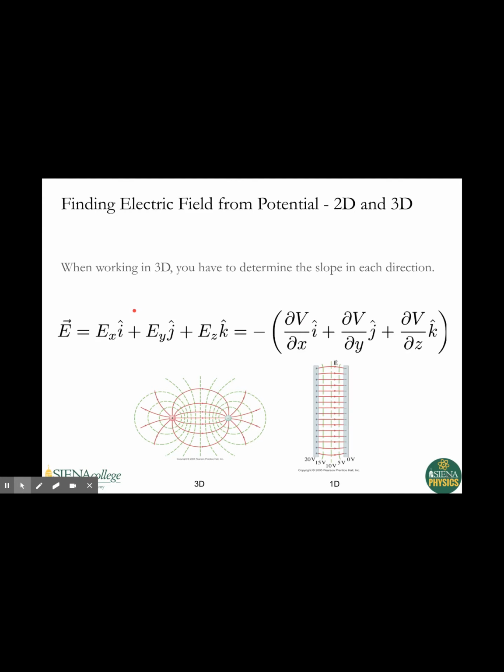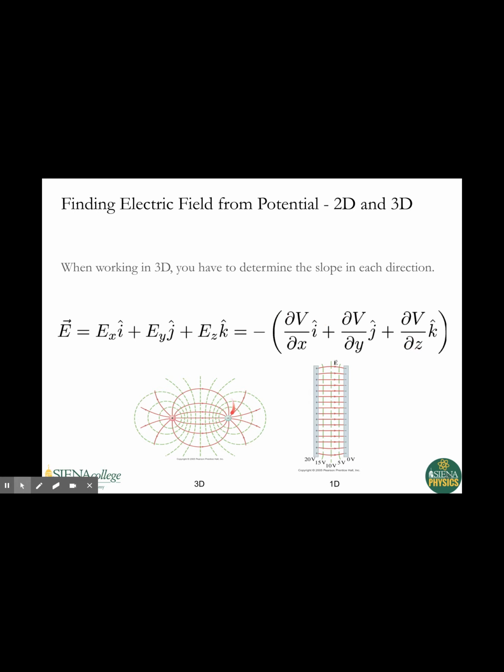Well, what about when we talk about the electric potential for 2 dimensions or 3 dimensions? When we want to do this calculation, we need to determine the slope in each direction. So this is an example of 1D, right? My potential is changing just in the x direction. So I would not have the j or the k components for calculating the electric field. I would just use this first term.